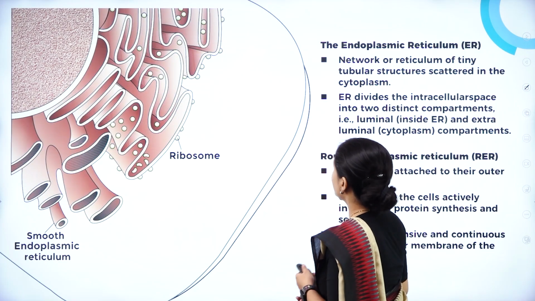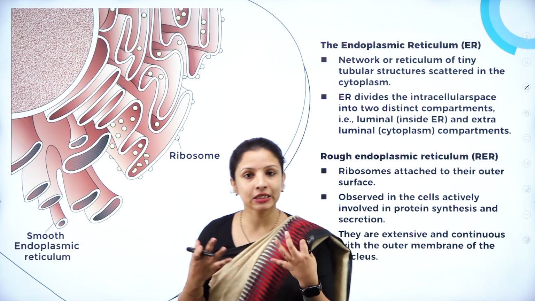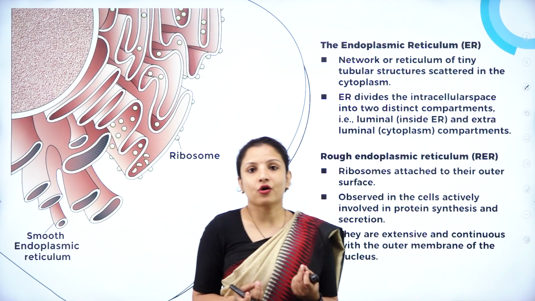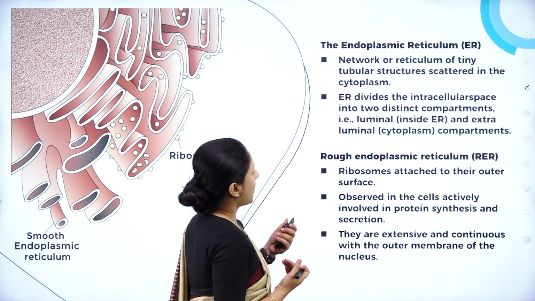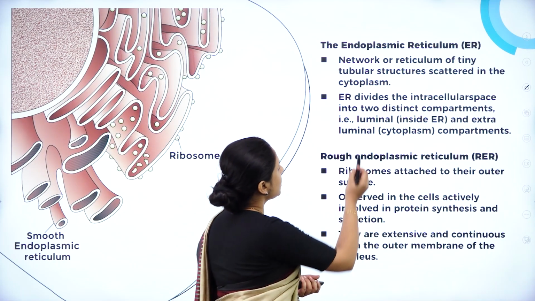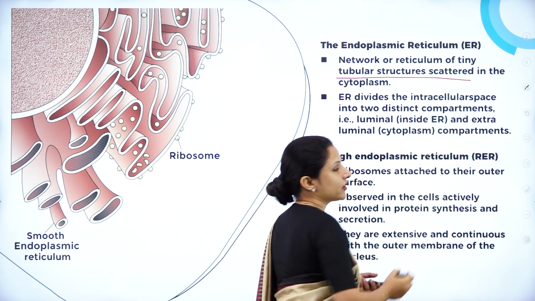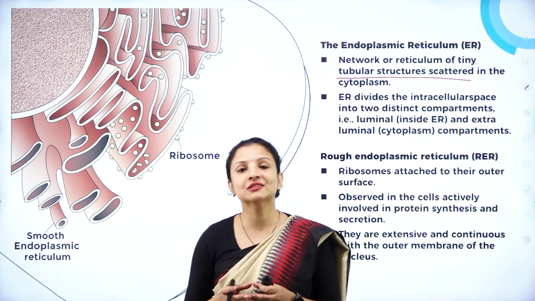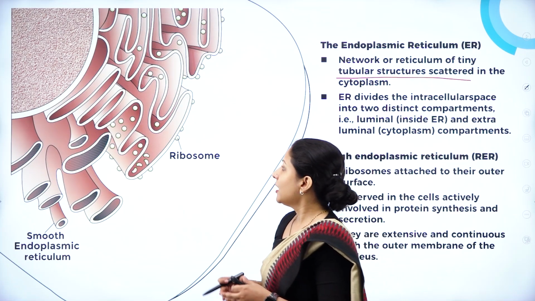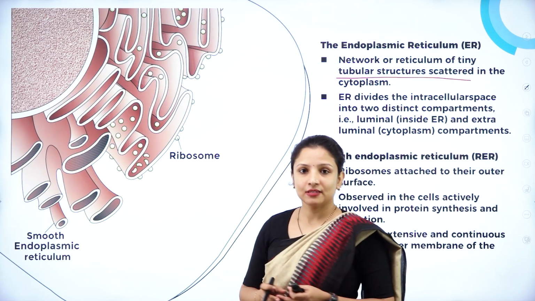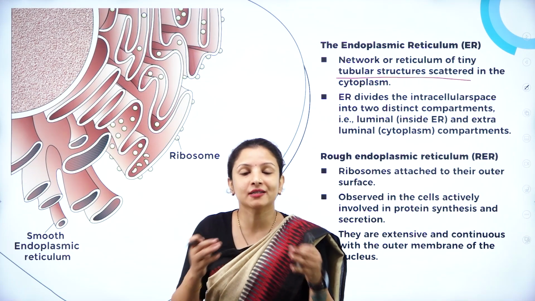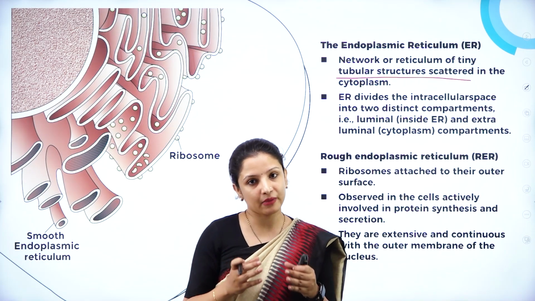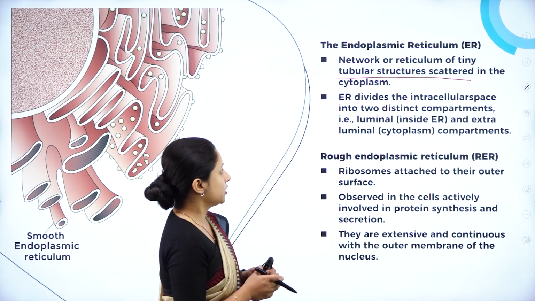So endoplasmic reticulum, they look like a network, and that is why they are called a reticulum, wherein reticulum means a network. So a network or reticulum of tiny tubular structures, and these networks are found scattered in the cytoplasm, and these networks or folded structures form a continuity from the nuclear membrane, that is the outer membrane of the nucleus.